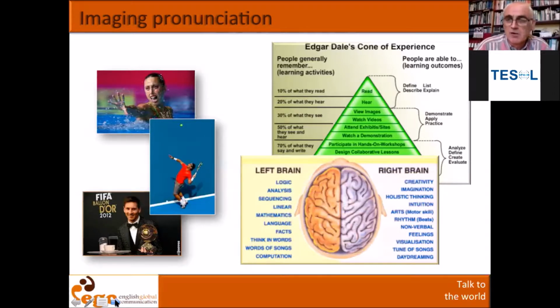But people who are performing are more right brain. They're creative. They think holistically. They go for rhythm. They visualize. And these people would be excluded in pronunciation teaching if we excluded images from our pronunciation teaching. And all of us actually are a bit left and a bit right, and perhaps more right than left. So my argument is we all benefit from images.